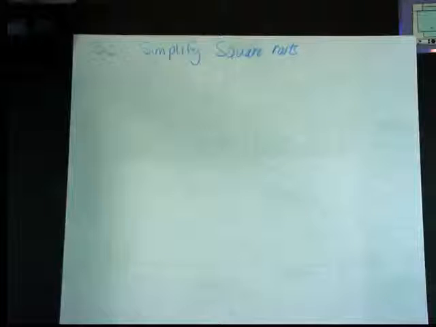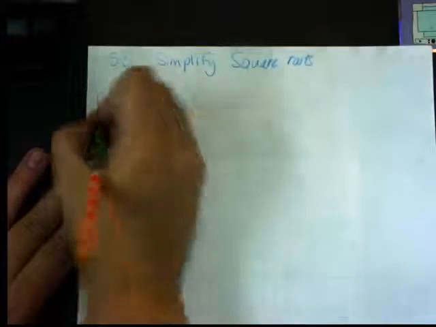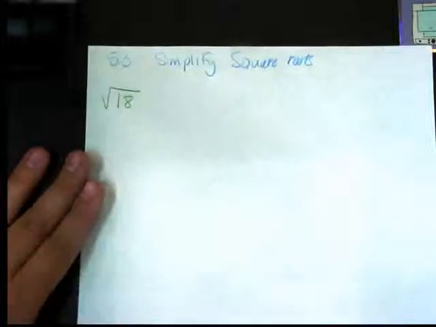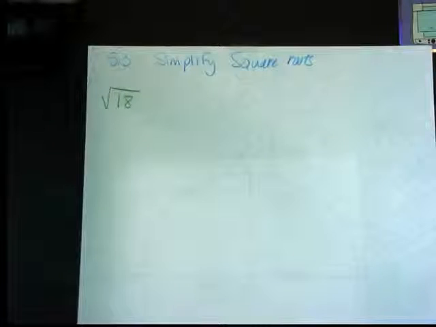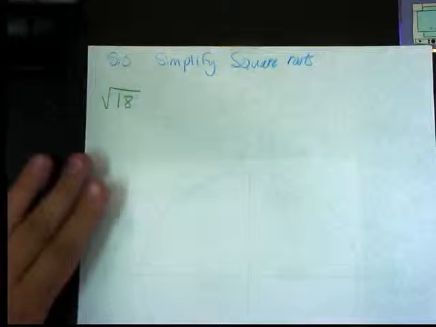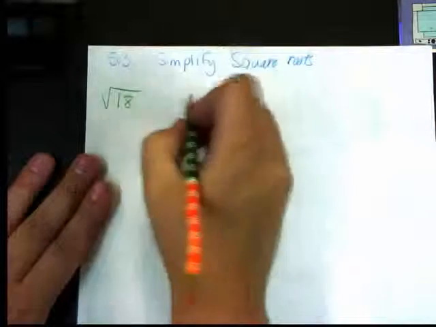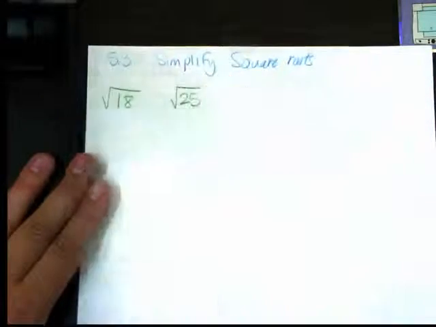Going to be simplifying square roots. We're going to just work through some examples. So hopefully we can get that, because it should be, again, a review, simplifying a square root. We're going to start with the square root of 18. Actually, we're going to start even simpler than that. We're going to start with the square root of 25.